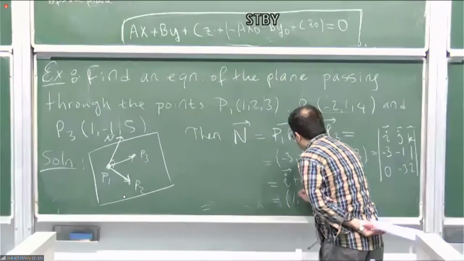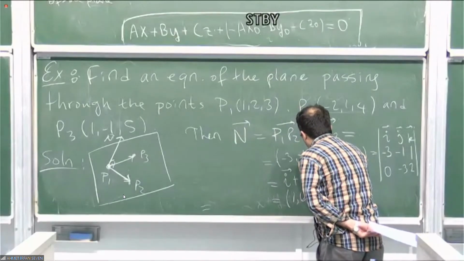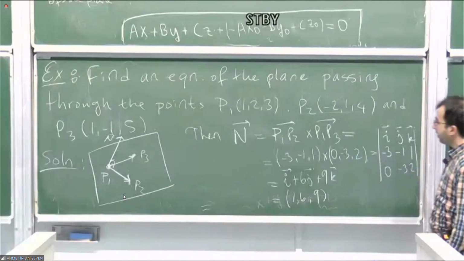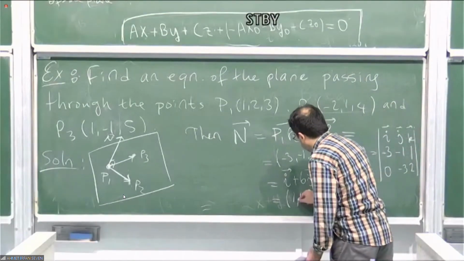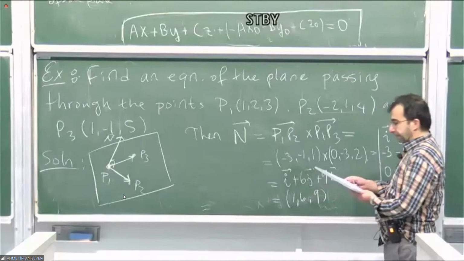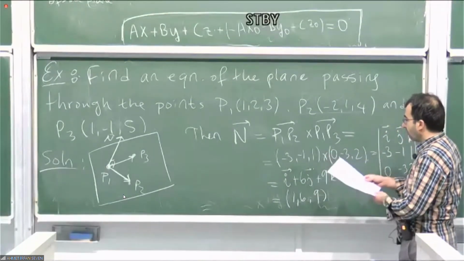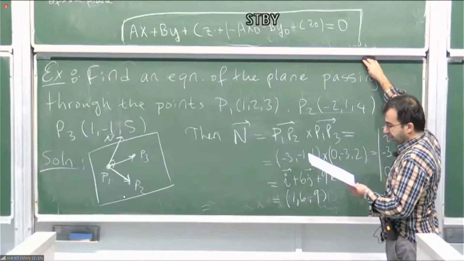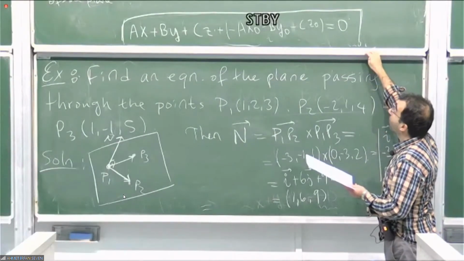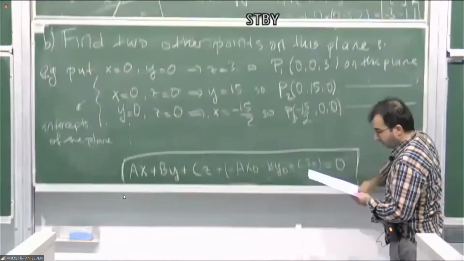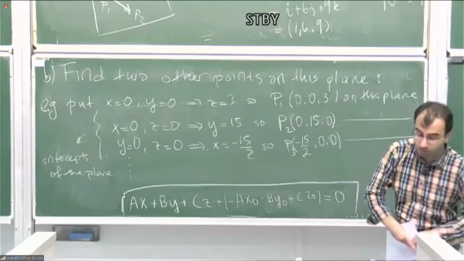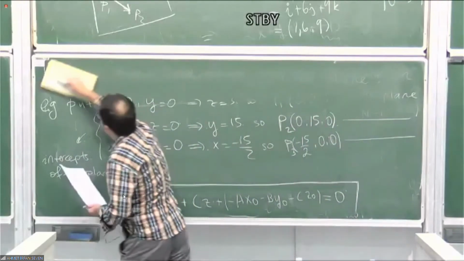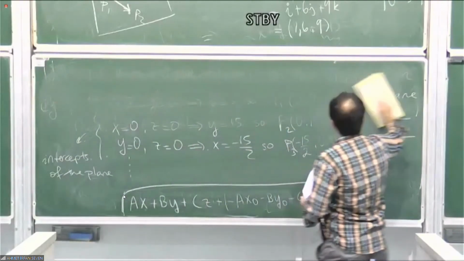And the components will be 1, 6, 9. Okay. So I have found this normal vector 1, 6, 9. Okay. Then what will be the equation like?